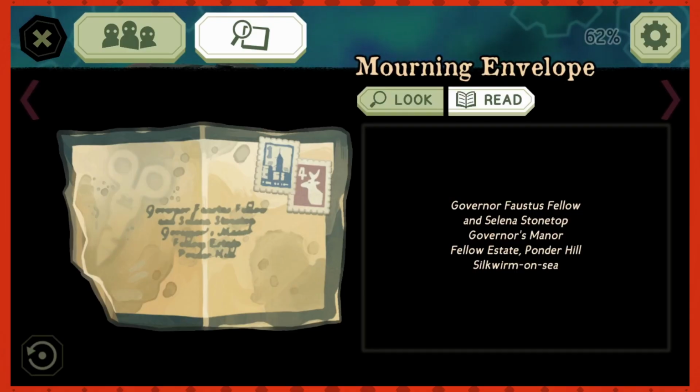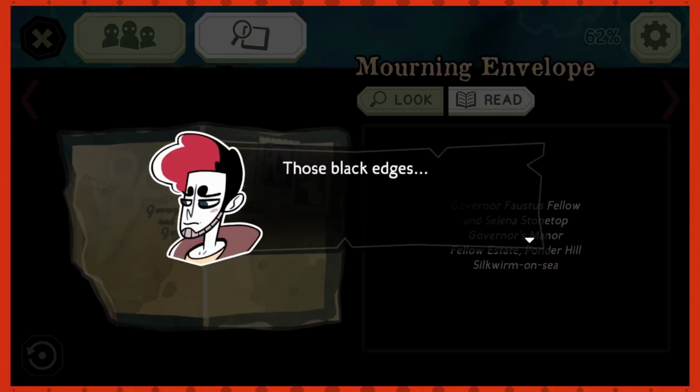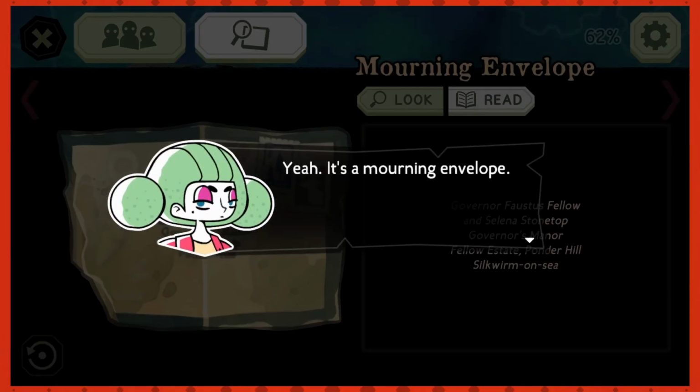Governor Faustus Fellow and Selina Stonetop. Governor's Manor, Fellow Estate, Ponder Hill. It's empty. Those black edges. Yeah, it's a mourning envelope. It's used to send news of someone's death.